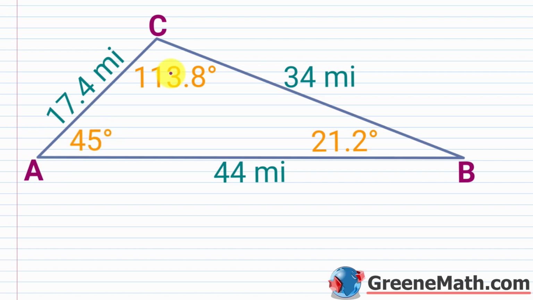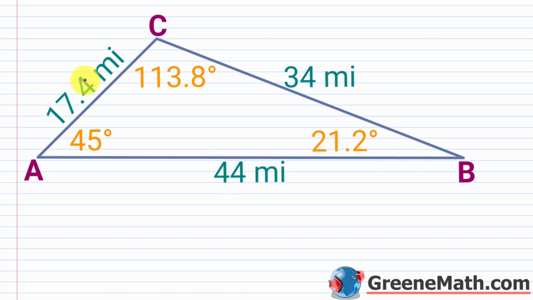What's going to change is the measure of angle C. Now it's 113.8 degrees. And the measure of angle B, now it's 21.2 degrees. And then the side B, that's going to change. So the length of side A, that's the same, it's 34 miles. And the length of side C, that's going to be the same, it's 44 miles.